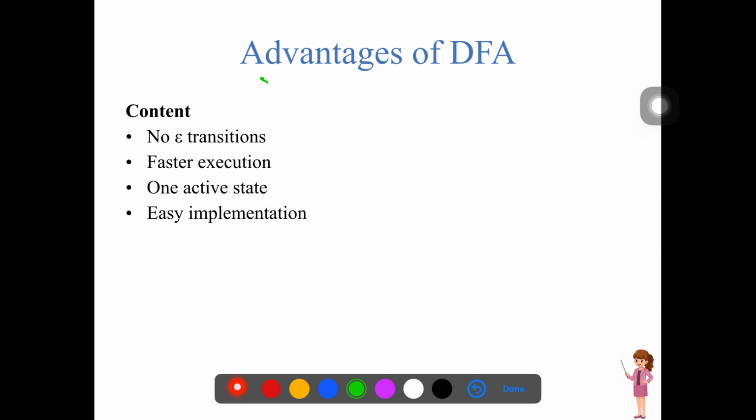Advantages of DFA. No epsilon transition. So because there is no epsilon, it has faster execution. Only one active state is there. Easy implementation is there.